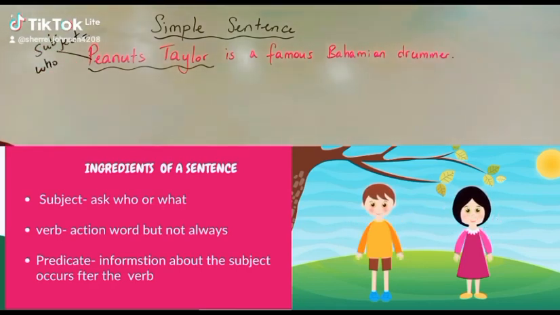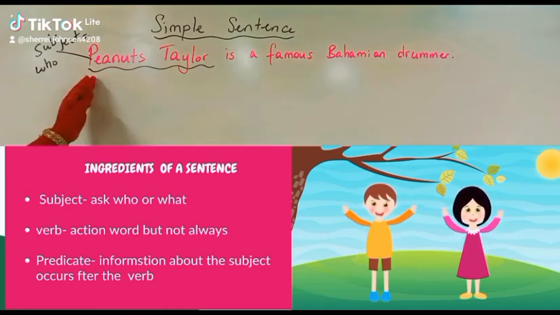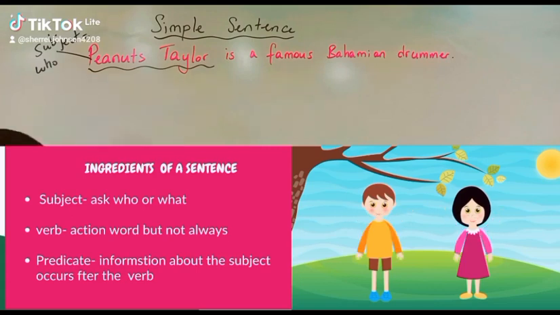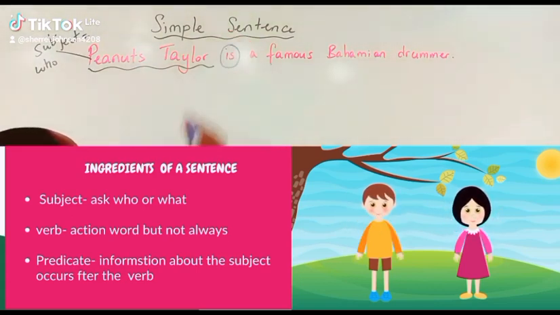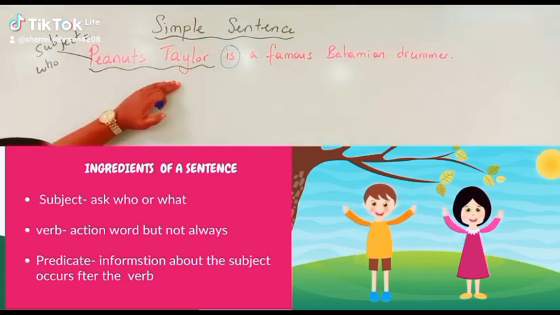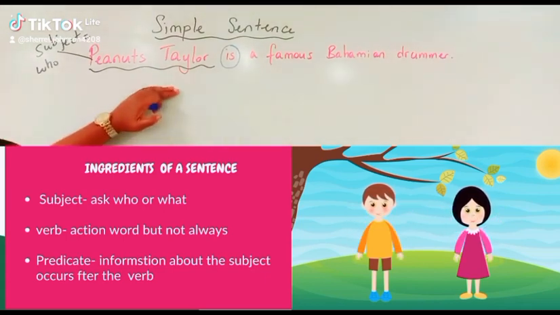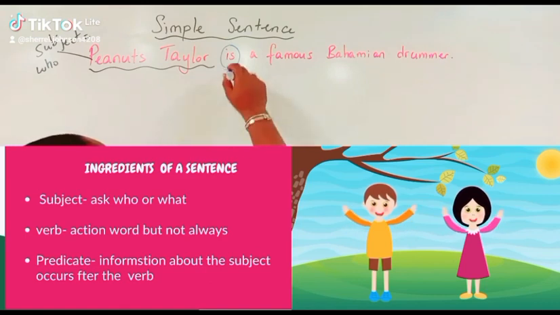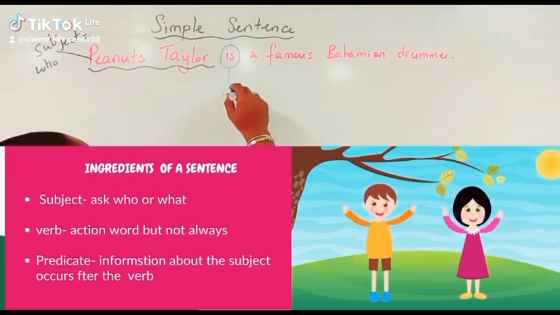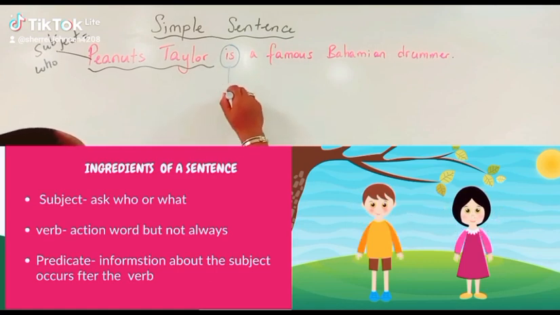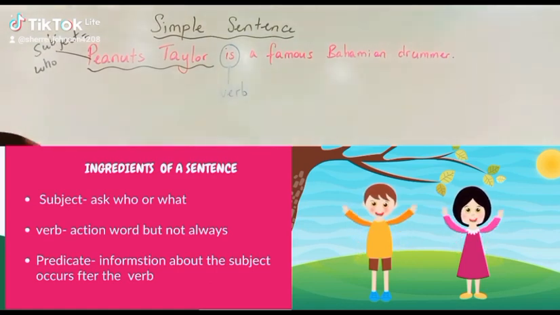We want to now look at the verb. When we write a sentence, we need the subject and we need the verb. Let's identify the verb. The verb usually comes after the subject. In this case, this is a verb that does not show action.